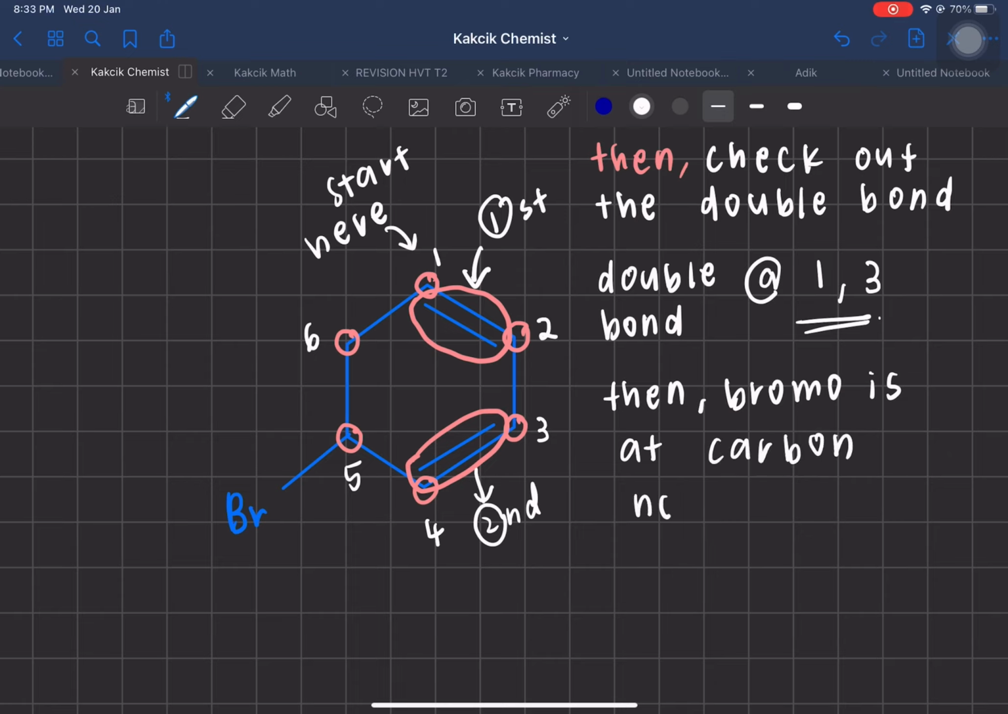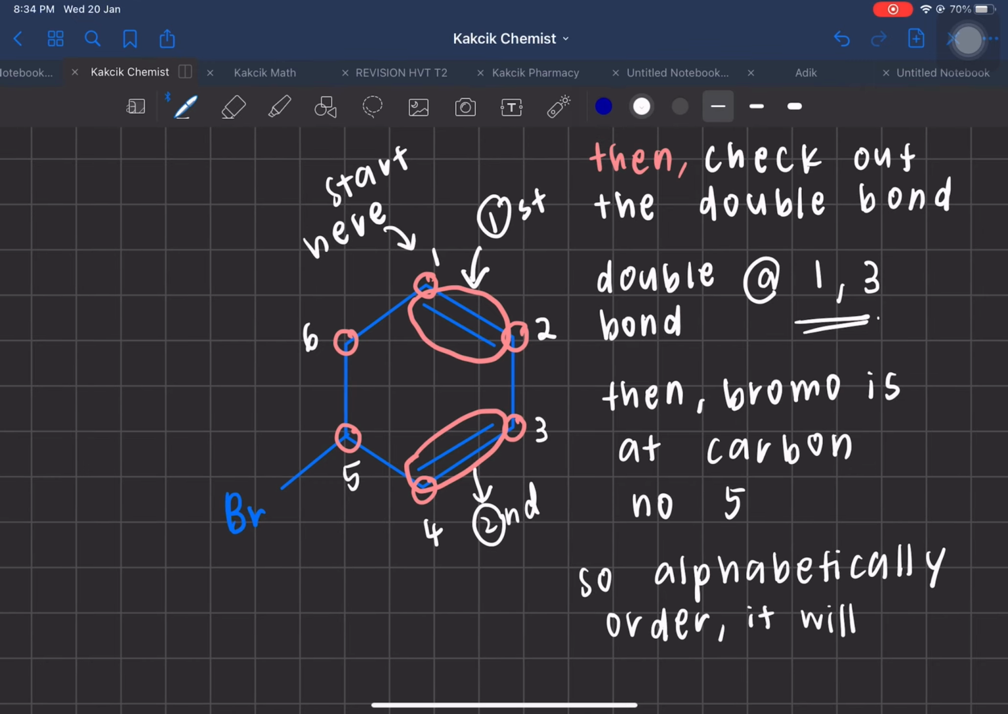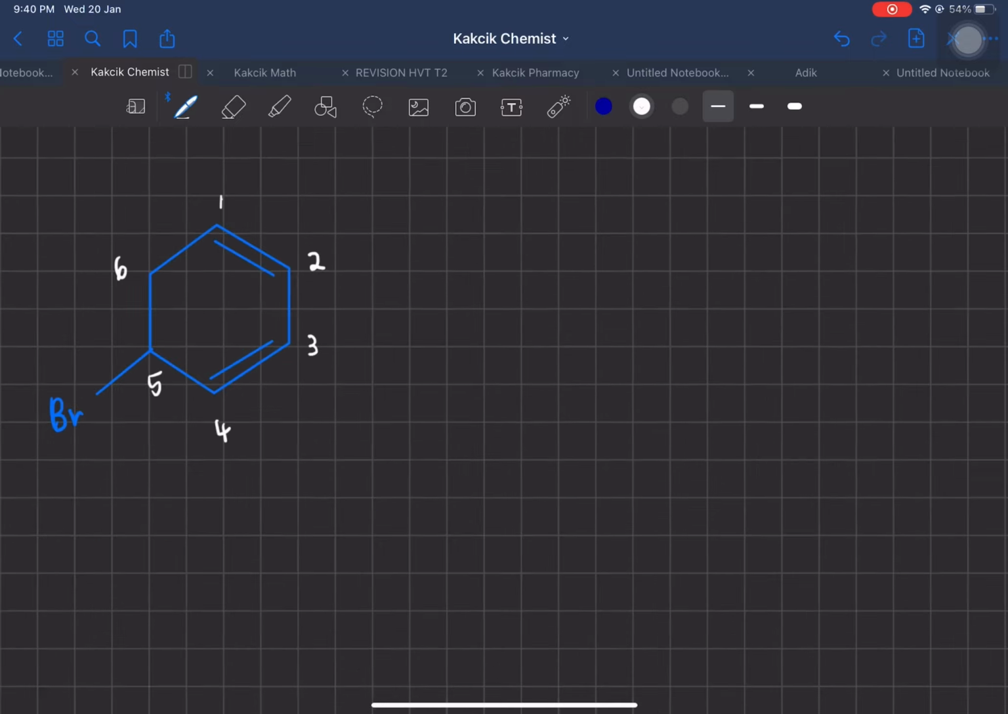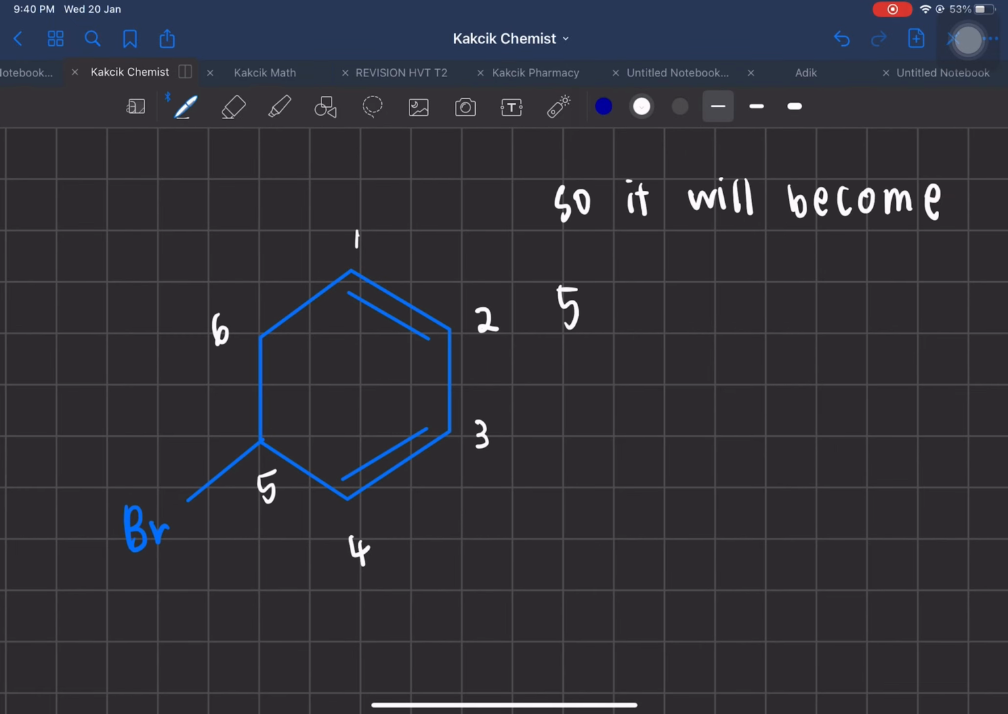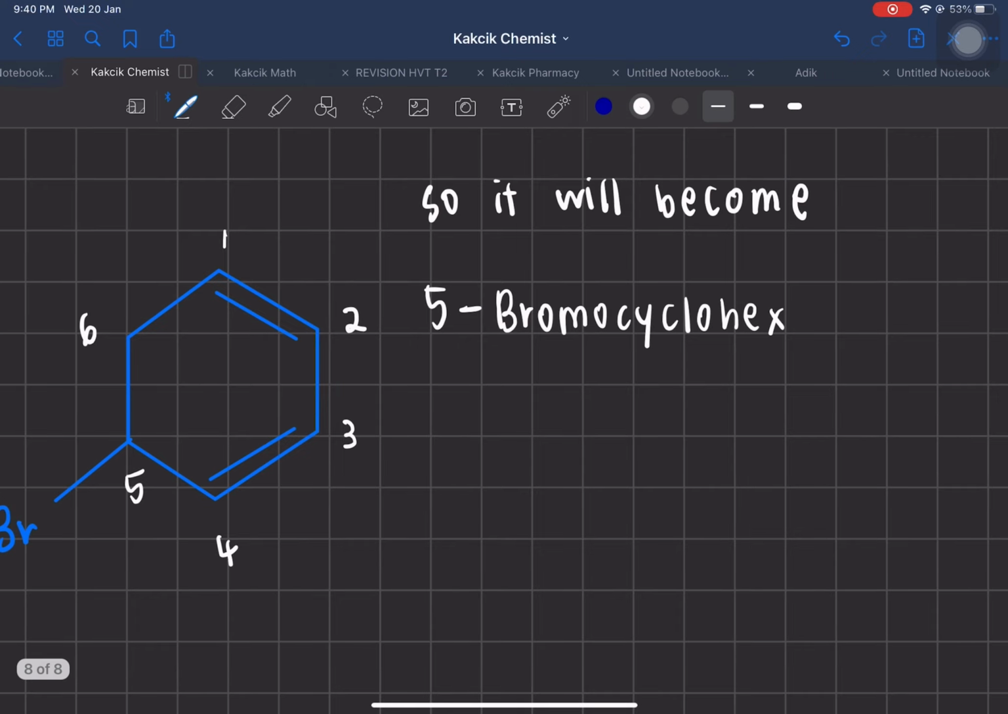Lepas tu dia ada bromo juga. Dia ada bromine. Bromine dekat carbon number 5. So alphabetically order. Memang kena buat in alphabetically order. So bromine akan duduk dekat awal-awal sekali. So it will become... bukan 1, 3, silap dah. So dia akan jadi 5-bromocyclohex-1,3-diene.